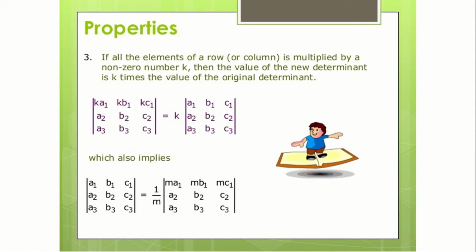Moving on to the third property. If all the elements of a row or column are multiplied by a non-zero number k, then the value of the new determinant is k times the value of the original determinant. So when all the elements in a row are multiplied by k, we can take the common factor out, and this determinant will be k times the value of the original determinant.